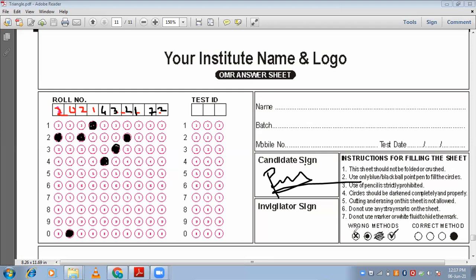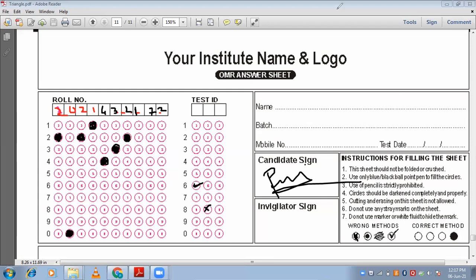Look here, the given wrong methods. So don't put like this. Okay, don't shade like this. Here like this. For example, don't tick like this. Don't put cross marks. Correct method is you need to shade the circle completely like this.